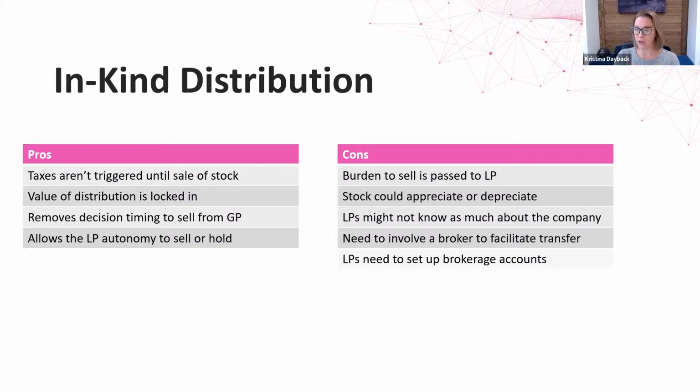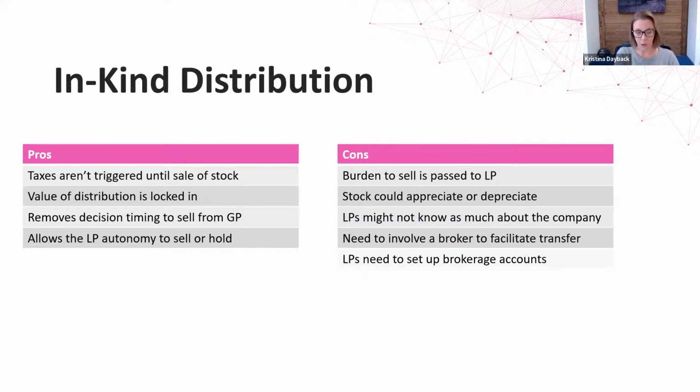The other thing is the value of that distribution is locked in. The price of the shares may fluctuate after the distribution, but the distribution value is locked in at whatever your operating agreement says. It could be the last closing price. A lot of the time you'll see it be the average of 3 to 5 days of the closing price, but that value is locked in, which is a good thing. And it removes the decision from the GP of whether or not they want to hold on to the shares, sell the shares, or sell partial and hold on to some for long-term gain. It kind of just releases that burden from the GP and passes it along to the LP.